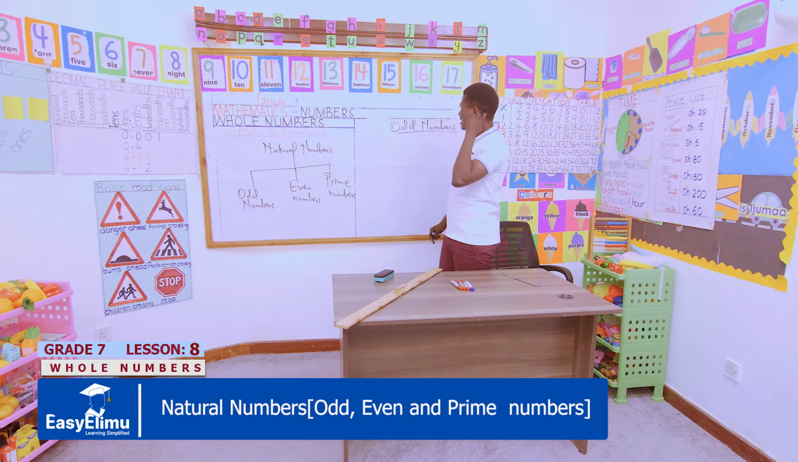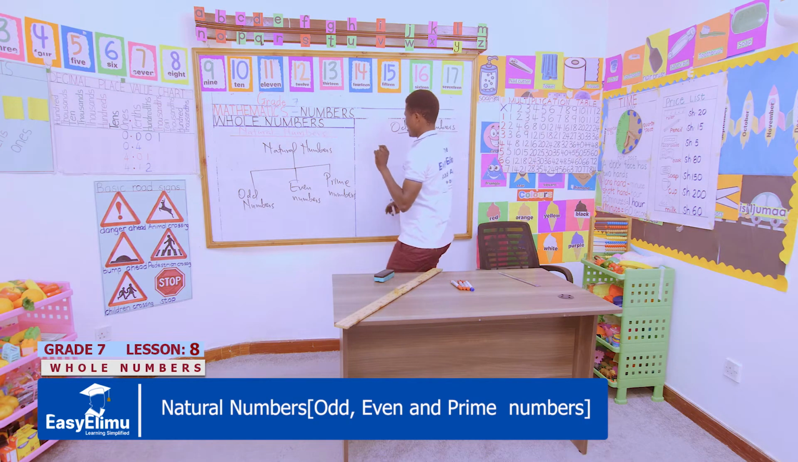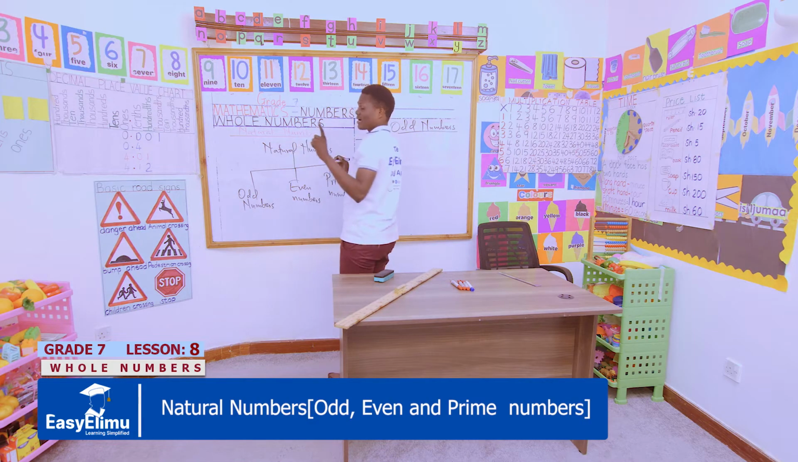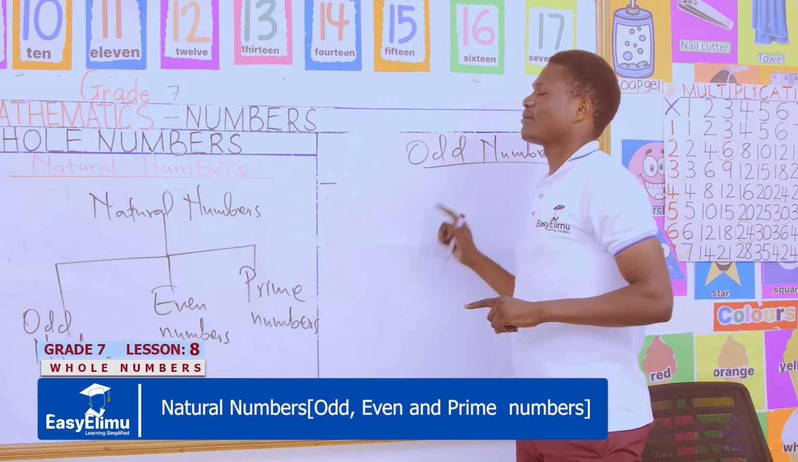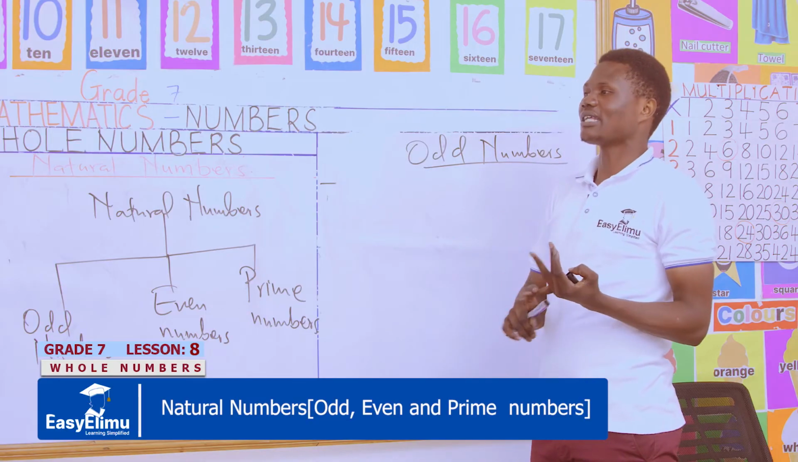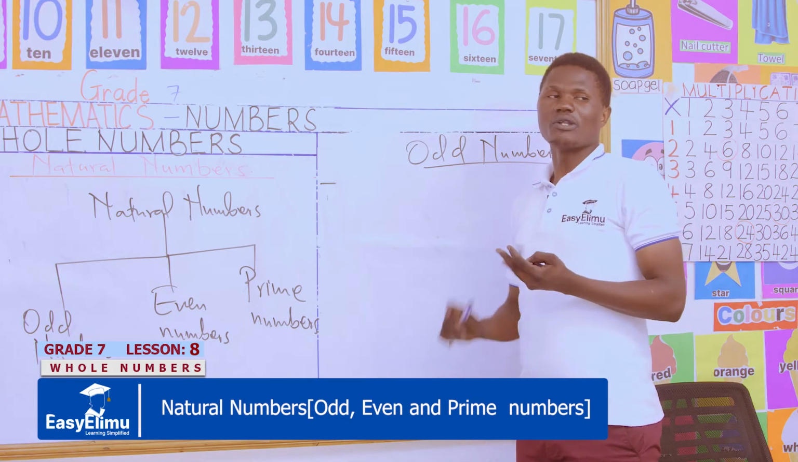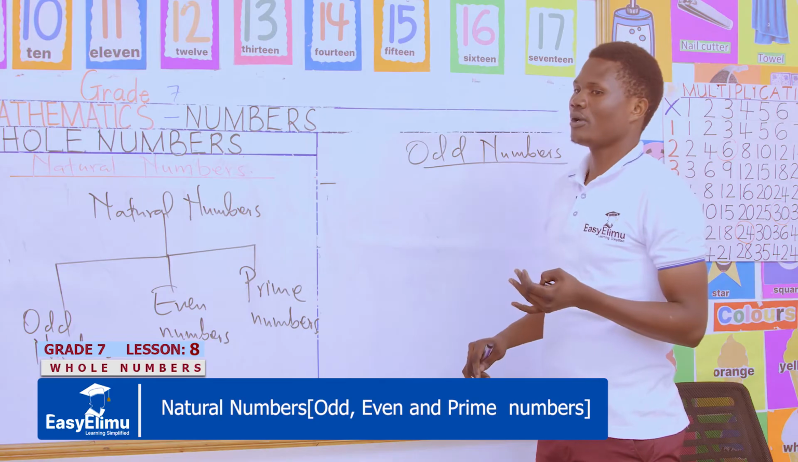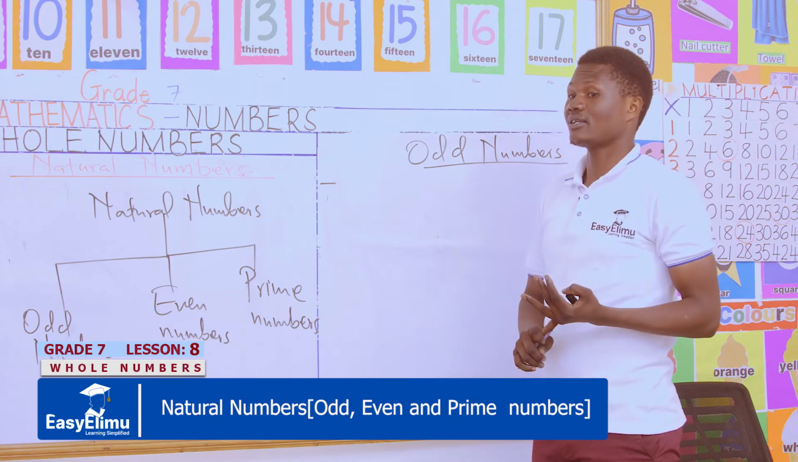Good. So these are numbers. Remember, most of us, whenever we are asked to define odd numbers, we normally say that these are numbers that cannot be divided by 2, or numbers that are not divisible by 2. I want to tell you that that is not right.